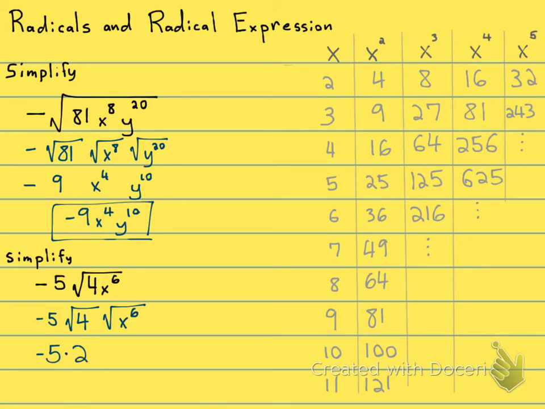And do I know the square root of x to the 6th? Yes, I do. How many groups of 2 can I take out? And the answer is 3. So once again, nothing is left under the radicals. And then I will put these together. I have negative 5 times 2 is negative 10, x to the 3rd.